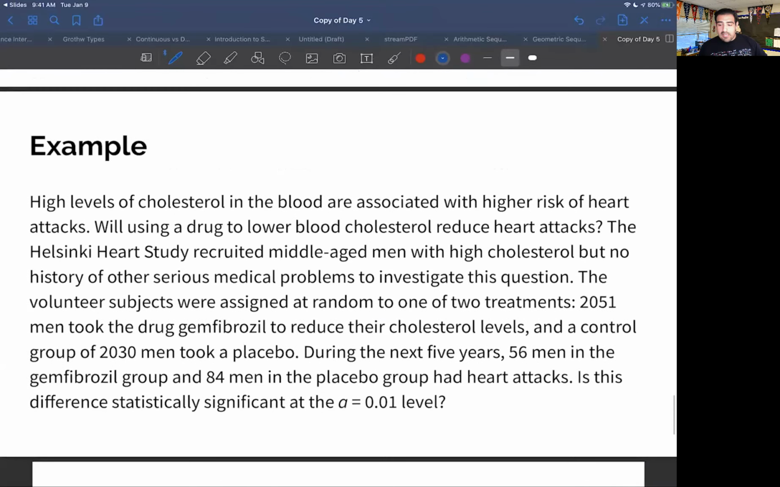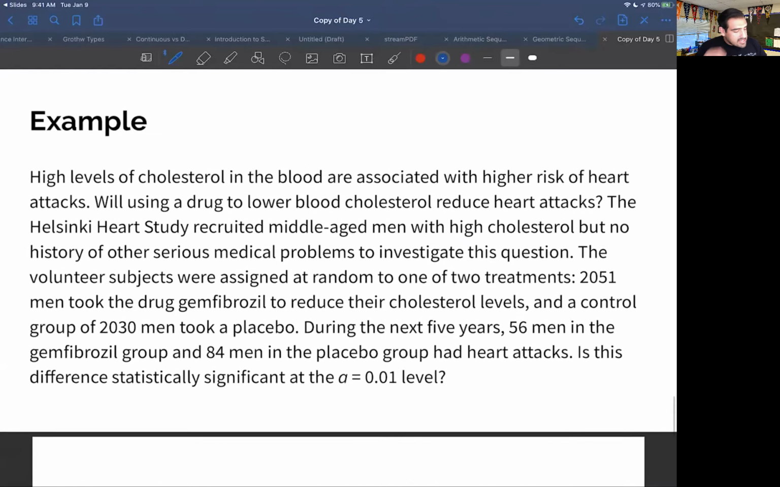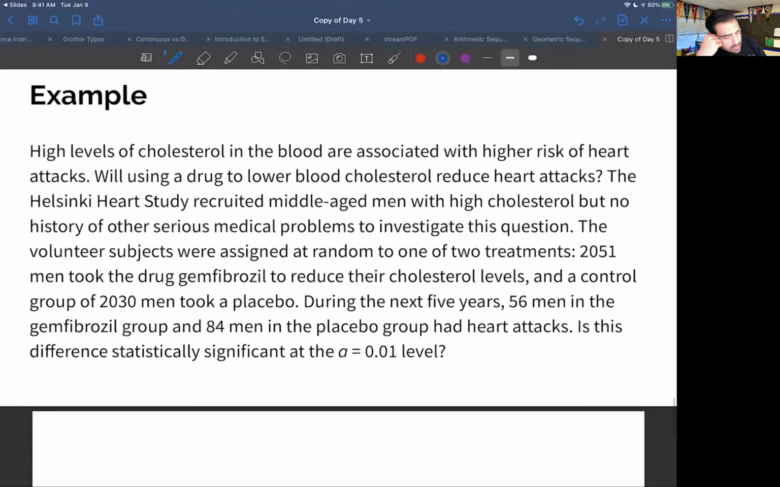So let's do this example really quick. We've got 2 examples that I want to go through before the end of this video. High levels of cholesterol in the blood are associated with higher risk of heart attacks. Will using a drug to lower blood cholesterol reduce heart attacks?